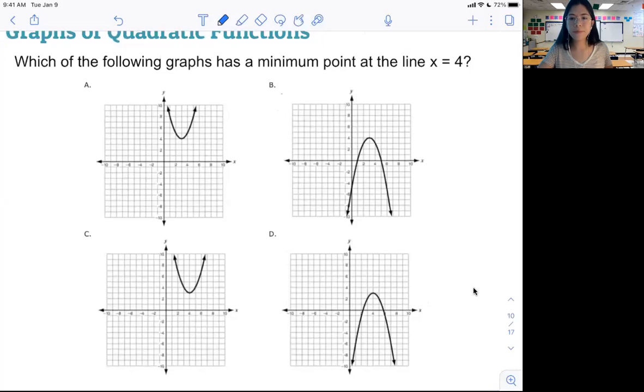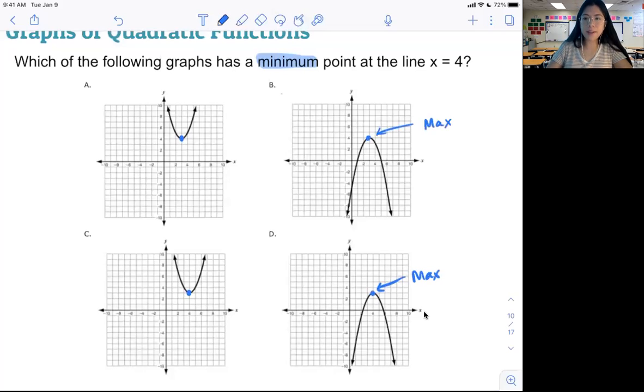Let's take a look. First of all, I'm looking for a minimum point. Remember, the minimum of a graph is the tippity bottom, not the tippity top. So look at the vertex of each of these graphs. Which of these is a minimum and which of these has a maximum? B and D are out because these are maximum points, but we need a minimum point. So B and D are automatically out.